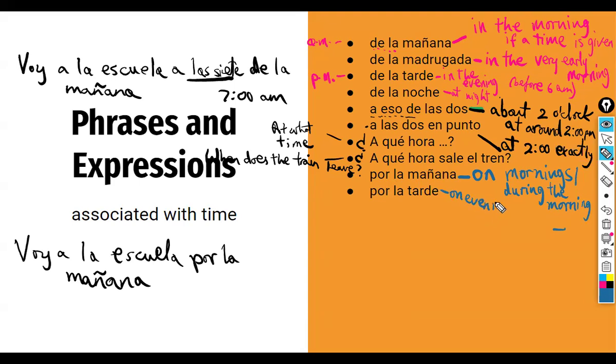So the next one is going to be what? Por la noche, probably. Right? And it means during the night. In English, we would say in the night rather than on the nighttime, right? We would say in the night. So during the night, in the night.